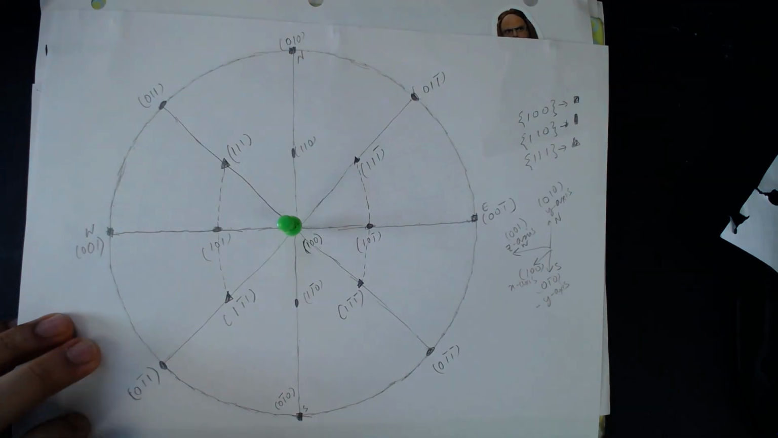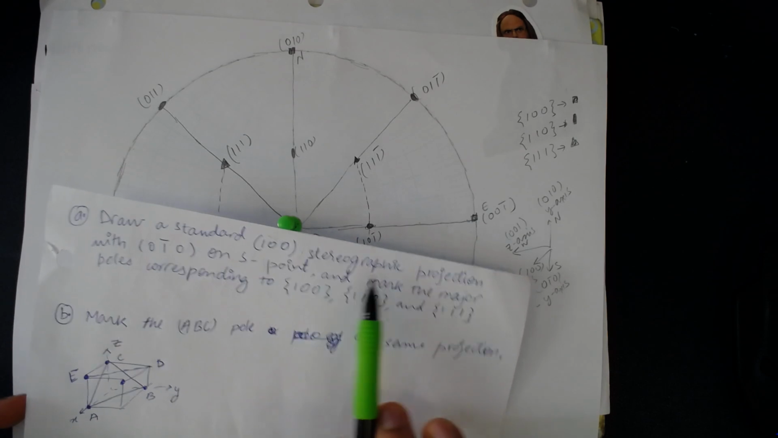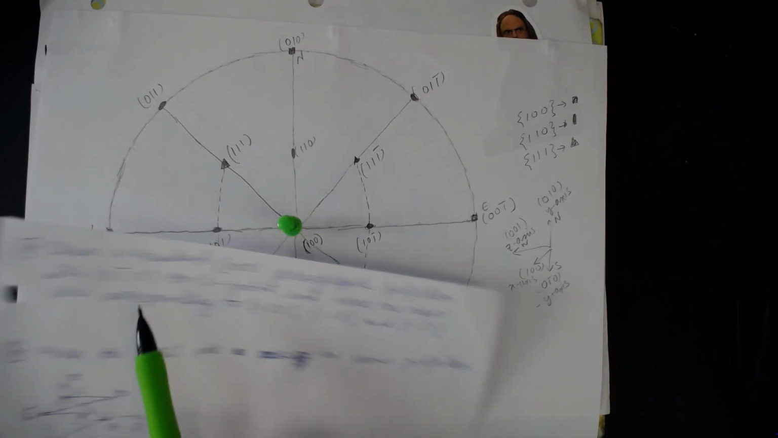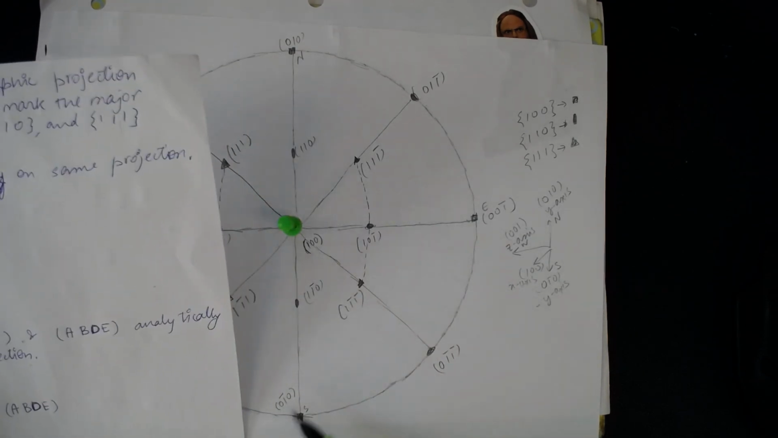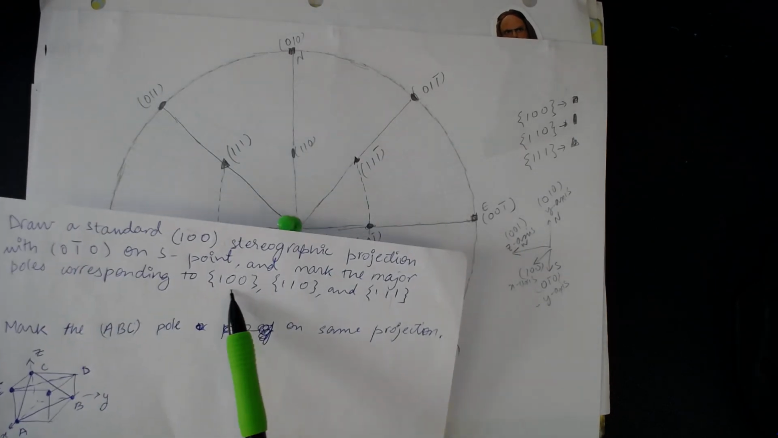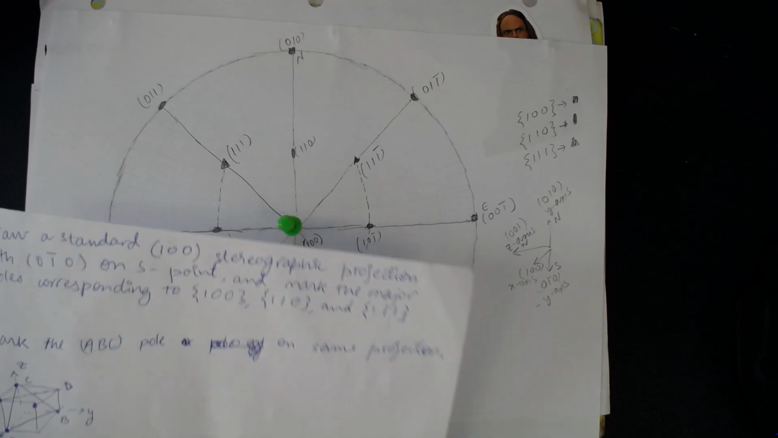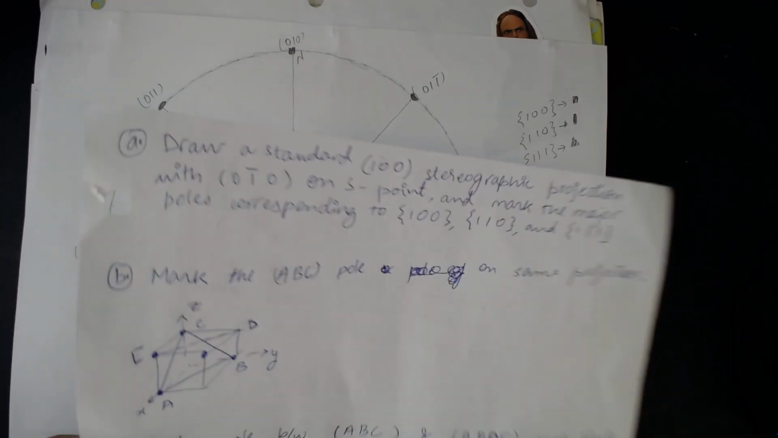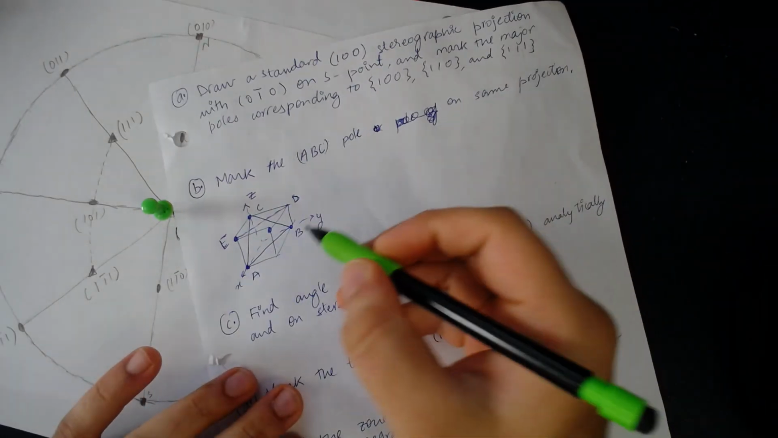Alright, so this is the first question that we just finished. We drew the 100 standard stereographic projection with 0, 1, 0 on the south point, which was right over here. And then we marked all the major poles corresponding to 100, 110, and 111 family. Now it asks you to mark the ABC pole or mark the ABC. Then the question becomes, now you have to calculate the ABC.